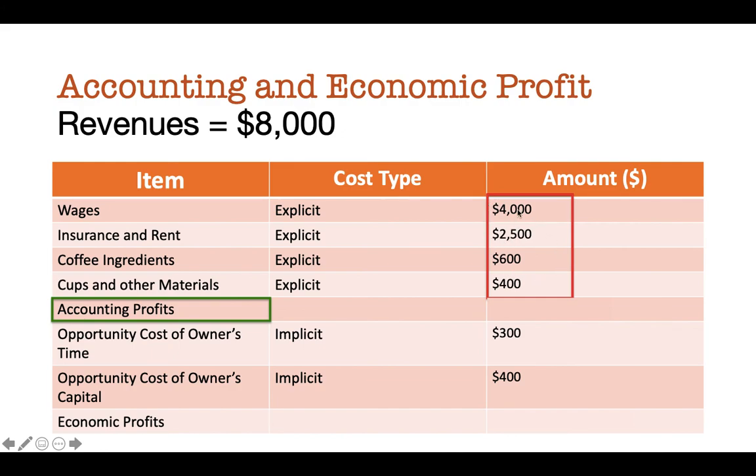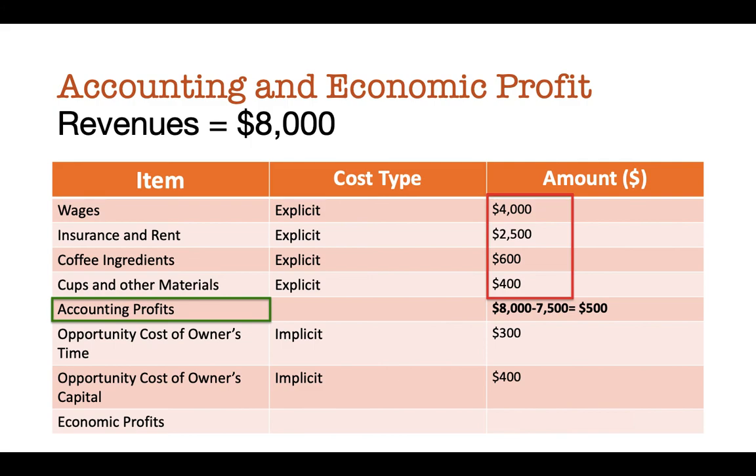So we add up all of these explicit costs, and they're going to amount to about $7,500, right? So if you add $4,000 plus $2,500 plus $600 plus $400, you're going to get $7,500 in total explicit costs. And we subtract that from our total revenue. That means our accounting profit this first week in business is $500. So at the end of the day, my business is ahead by $500.